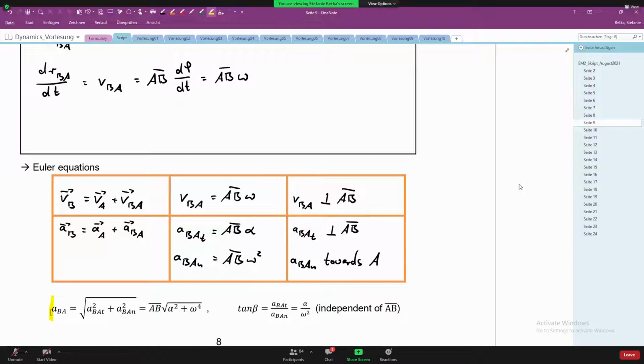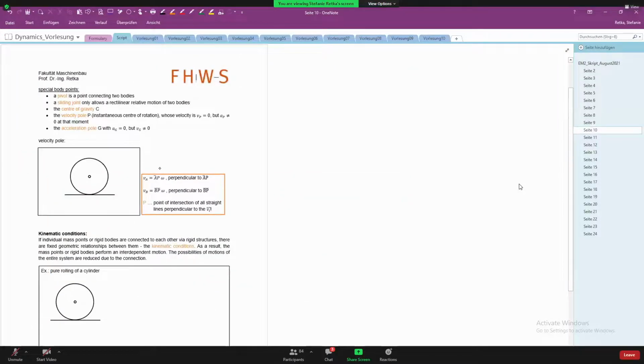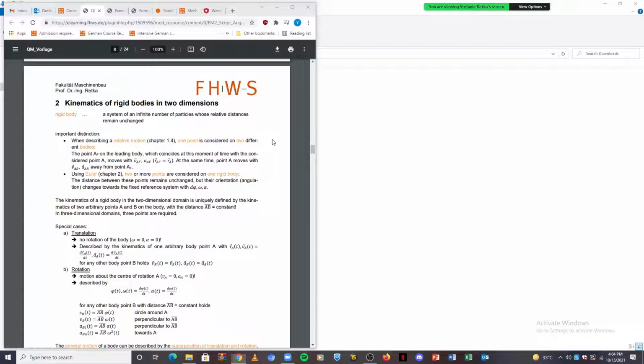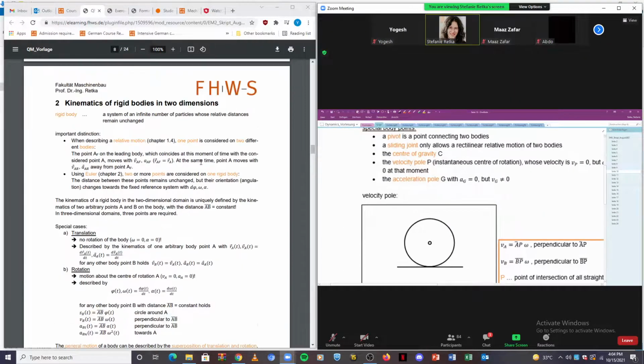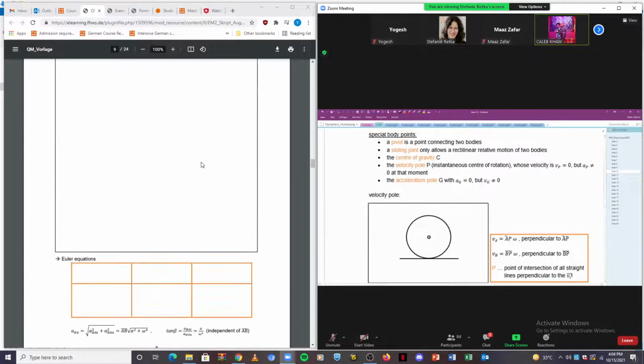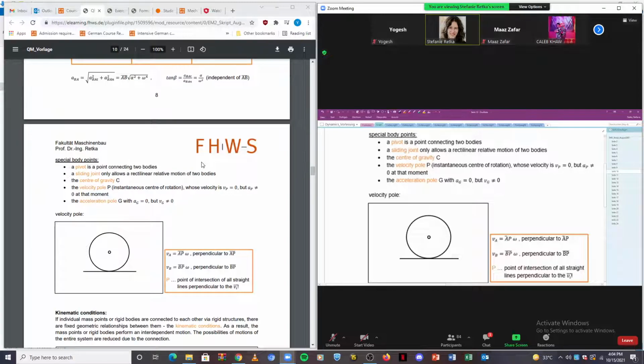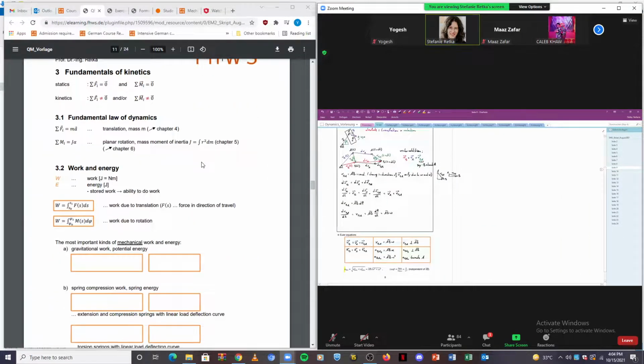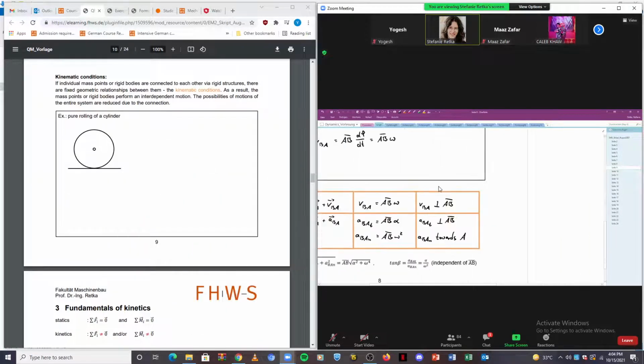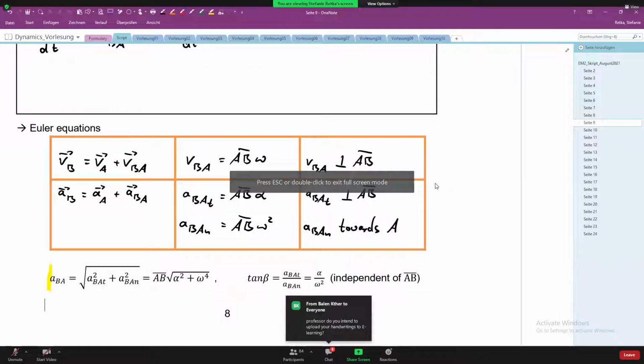Okay, when we have that, we can move on to the next page. Wait, Professor, can you go back? I'm still copying. Okay. Okay, thank you.